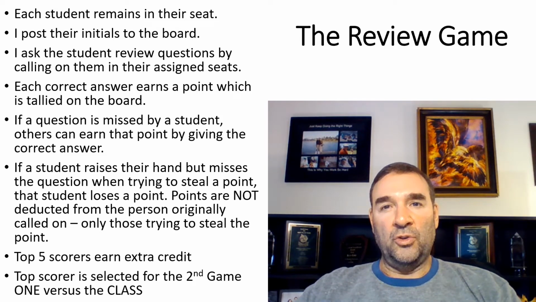You call on student number two with your second question. Student number two misses the question, and several hands go up with the correct answer. And you call on the first student who has their hand up. That student gets it correct, you'll put a tally mark next to that person's name. Then you go to seat number three, and their initials should be the third one on the board.